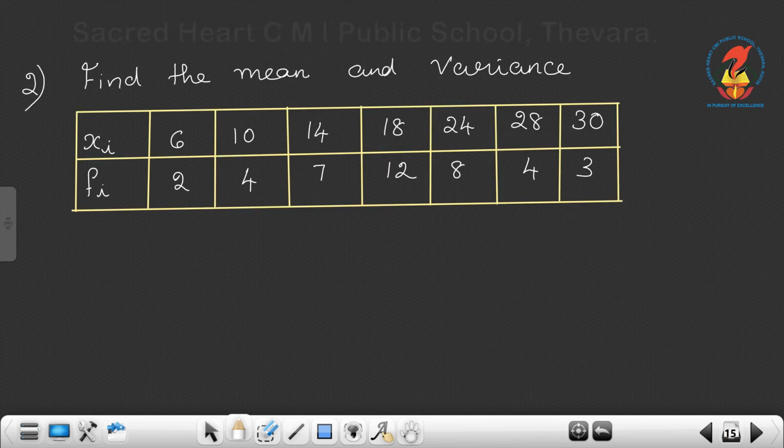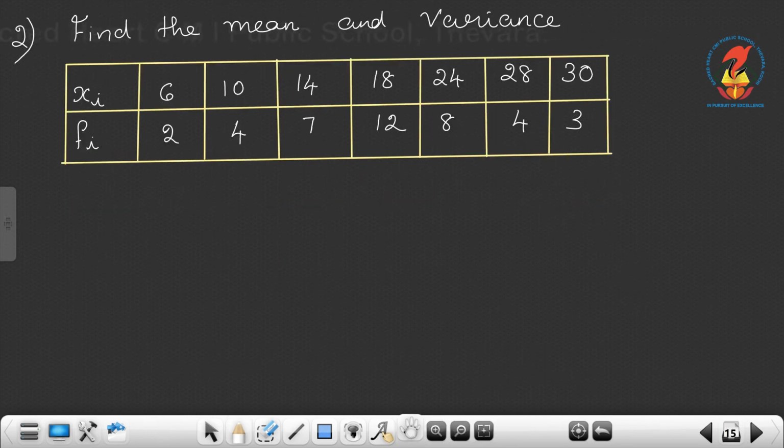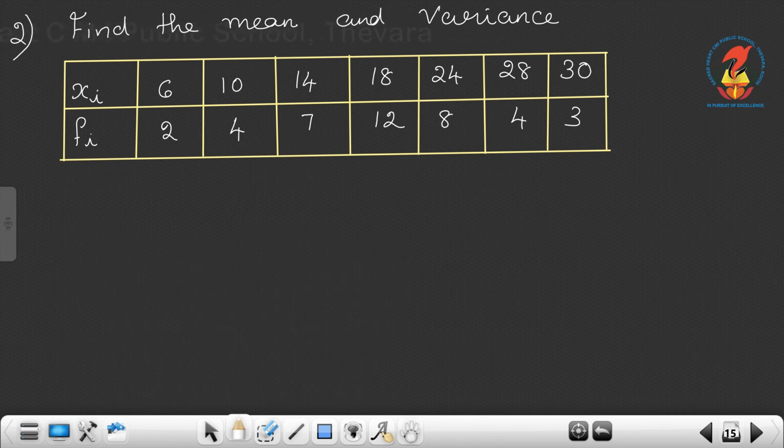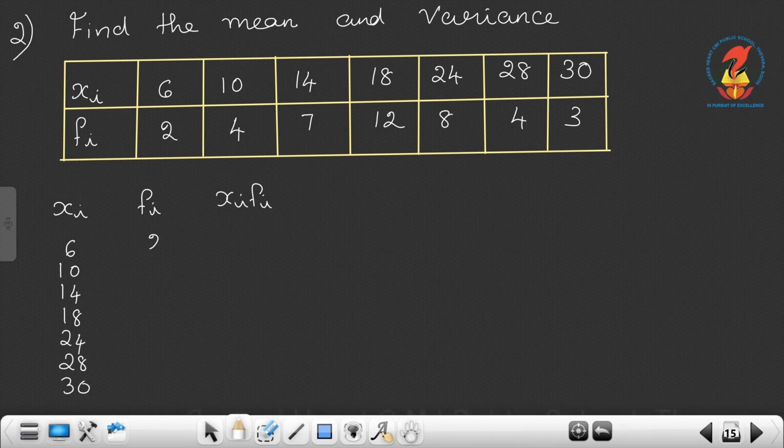Okay. Then one more. What type of distribution is this? It is a discrete frequency distribution. Xi and Fi are given. So the first column Xi, second column Fi, then Xi into Fi, then only we get the mean. So 6, 10, 14, 18, 24, 28 and 30, then 2, 4, 7, 12, 8, 4, 3.